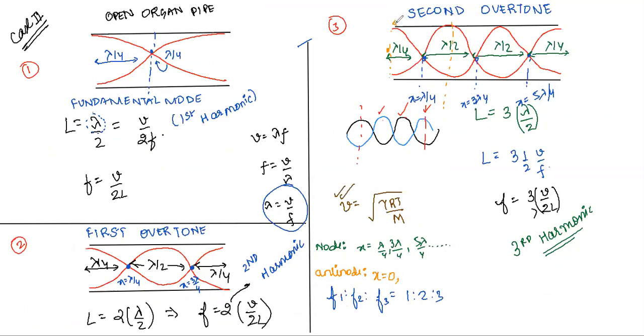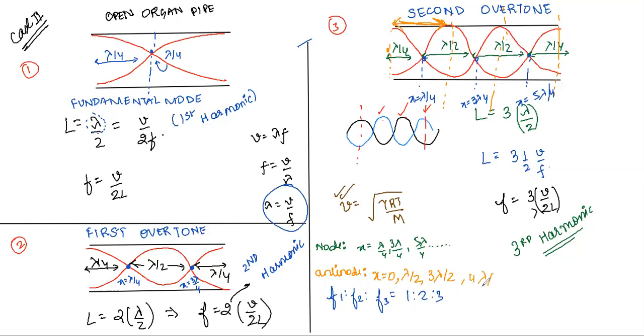From where? We are talking about position from the starting point. Starting position. Right, so this is lambda by 2. Now, how about the third antinode? 3 lambda by 2. How about the fourth antinode? 4 lambda by 2.